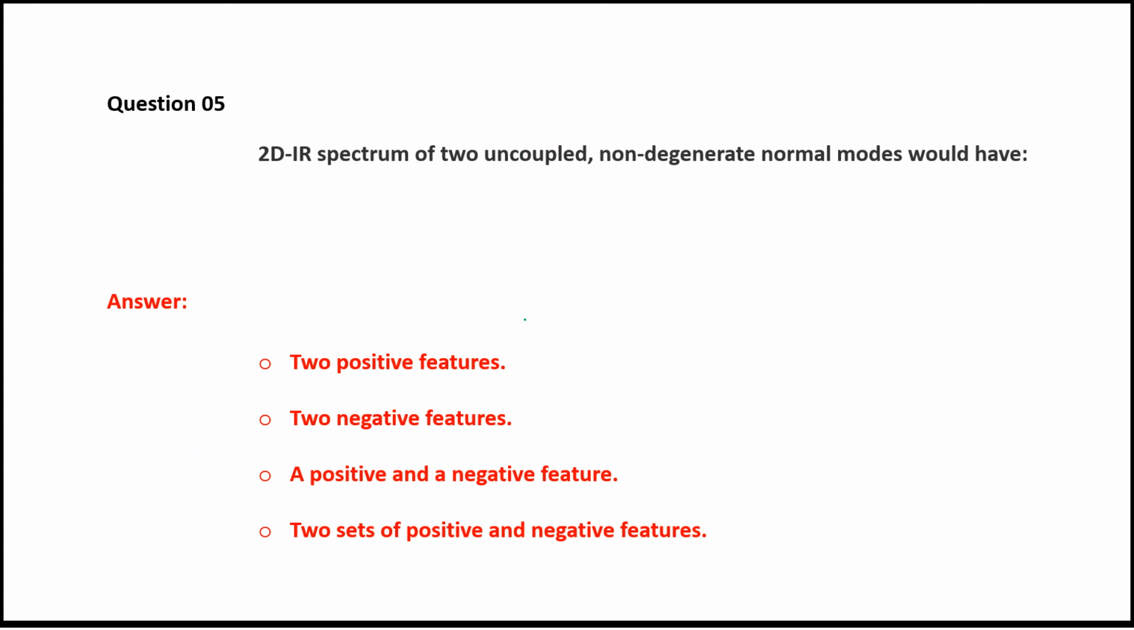Okay. So here we come to the solution. The 2D IR spectrum of two uncoupled non-degenerate normal modes: first of all, they are not coupled and they are non-degenerate normal modes. So you will get one peak, one peak, one peak, and one peak. This is for A and this is for B. Uncoupled non-degenerate modes will generate two positive and two negative peaks.